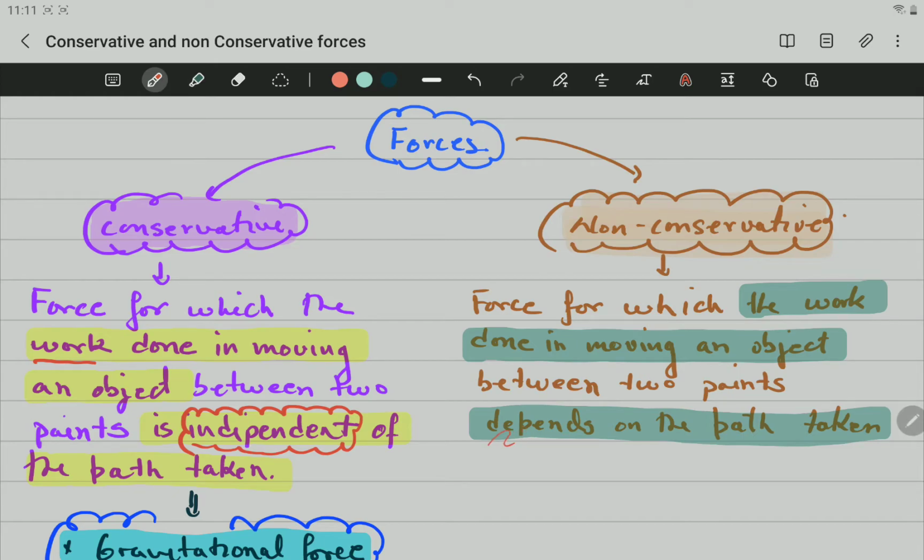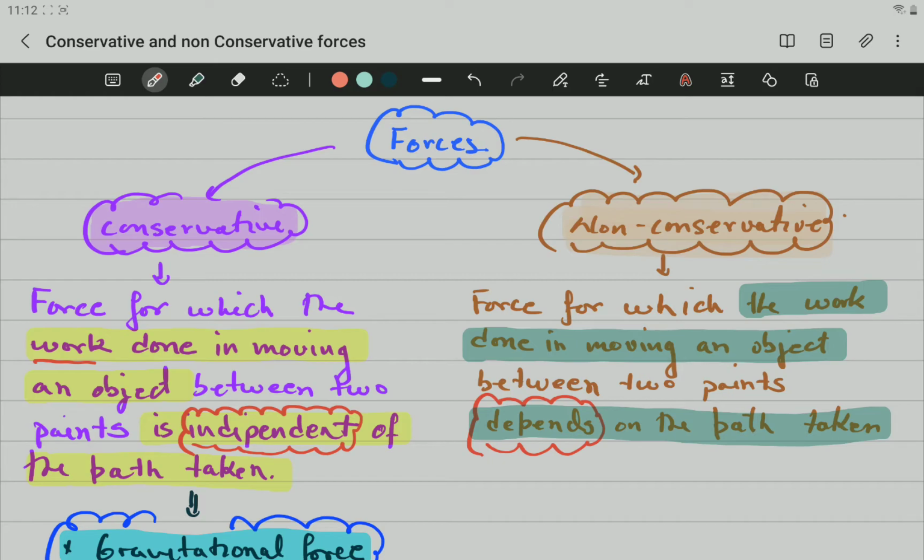And as I said before, this word is different in both definitions. In conservative forces, the work done in moving an object is independent, and in non-conservative forces, the work done in moving an object depends on the path taken. Okay? What does it mean?